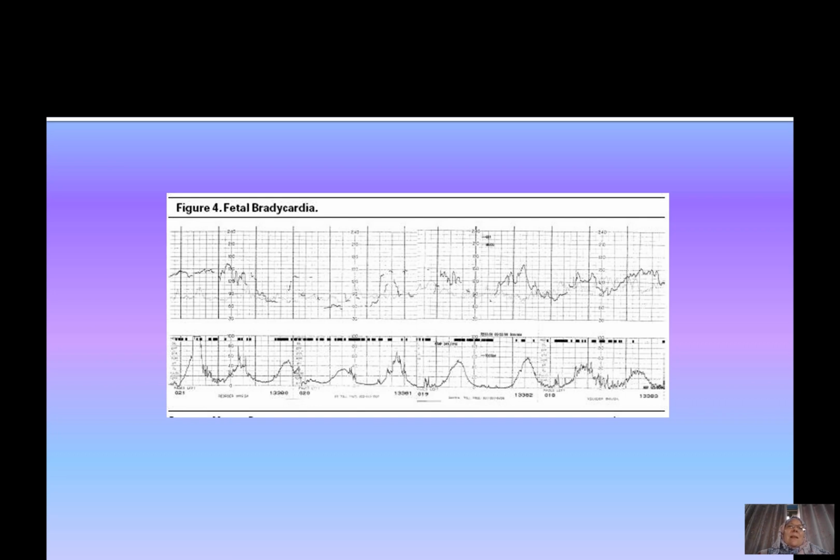If we look at the baseline rate now, we can see that it was 120 at the beginning of the CTG, and then you see a drop, and this drop lasts for a while, maybe 10 minutes. Then it recovers a little bit and drops again, recovers and drops again. At the end of the CTG trace, it appears to normalize again to the original baseline rate. But this is a picture of a fetal bradycardia.